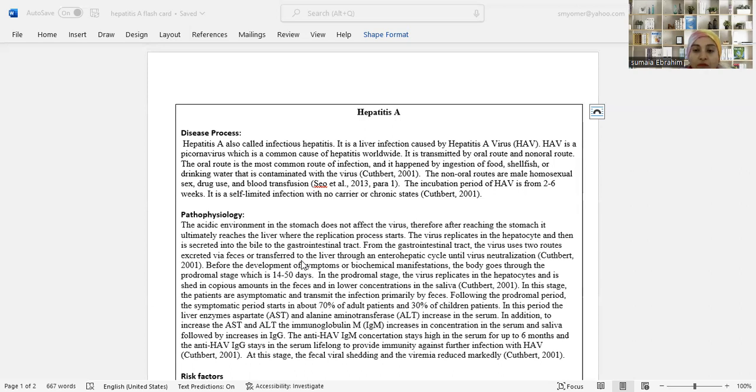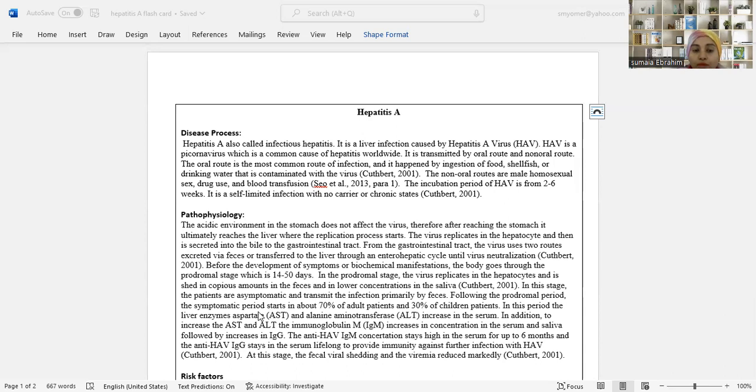cycle until virus neutralization. Before the development of symptoms or biochemical manifestation, the body goes through the prodromal stage, which is 14 to 50 days. In the prodromal stage, the virus replicates in the hepatocyte and is shed in a copious amount in the feces and in a lower concentration in the saliva. In this stage, the patients are asymptomatic and transmit the infection primarily by feces.